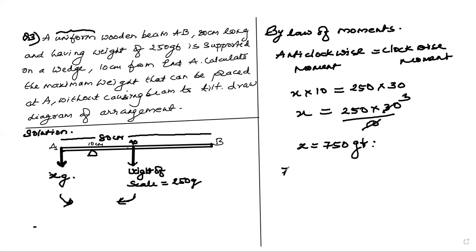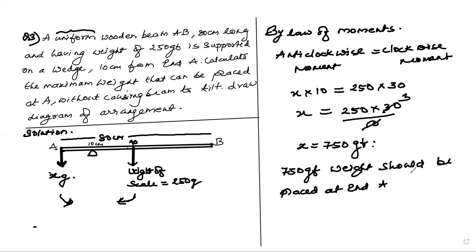Therefore, 750 gf weight should be placed at end A to balance the beam. Okay, children? It's a very simple sum. People don't read it, just see the length of the question and think it's difficult. It's something very simple, okay? We go to the next sum, children.